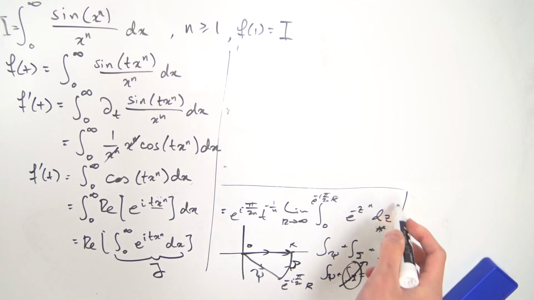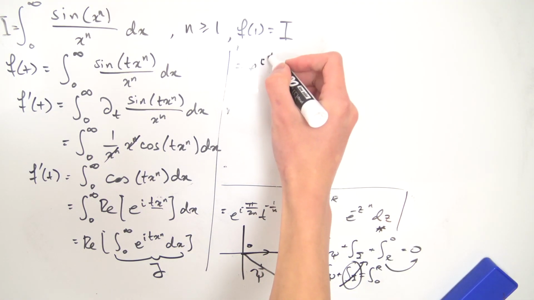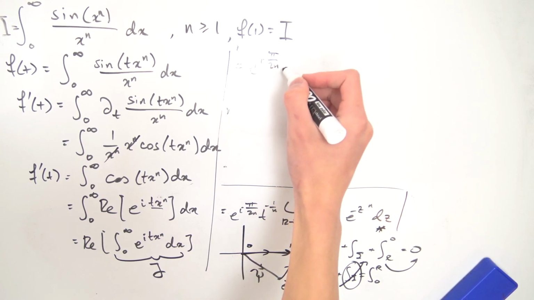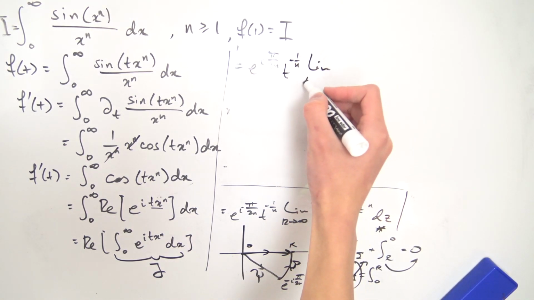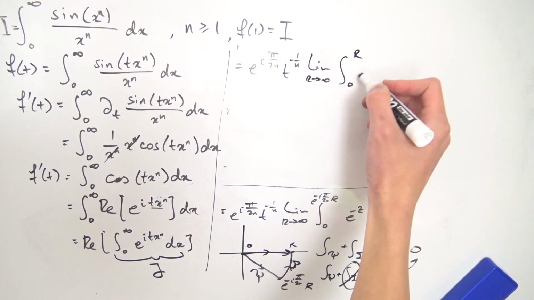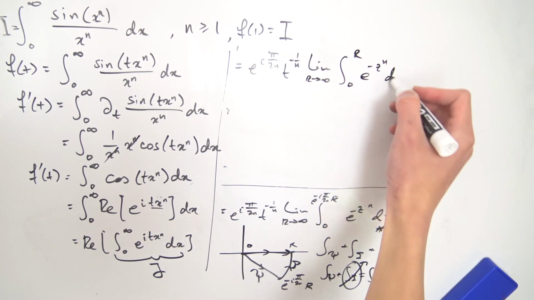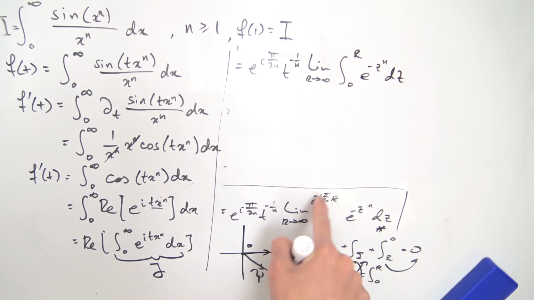We can say that this whole integral is now equal to e to the i pi over 2n times t to the minus 1 over n times the limit as r approaches infinity of the integral from 0 to r of e to the minus z to the n dz. So that's quite a bit of work just to show that we can get rid of this complex number right here.